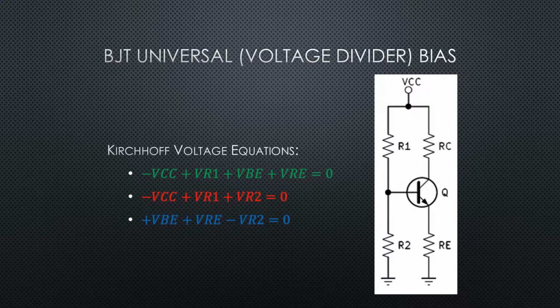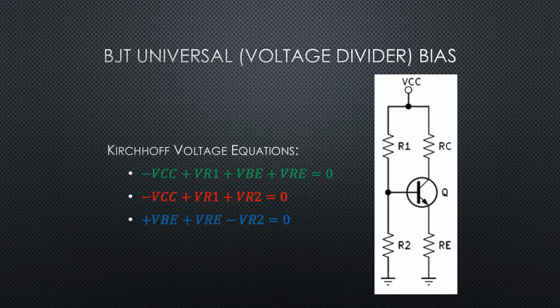So just like the previous bias configurations, we're going to analyze this circuit using Kirchhoff's voltage law. And with the universal bias configuration, we've actually got three complete loops that we can write equations for. The green loop is very similar to the base bias with the emitter resistor, so that loop should be familiar.